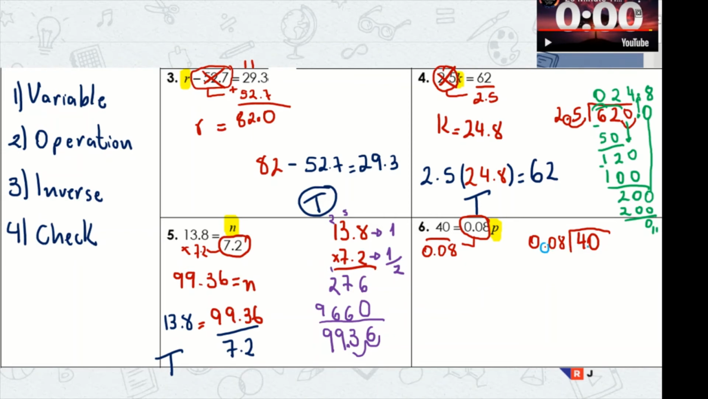What can I do over here, guys? I need to move the decimal point to the right to get a whole number. How many times will I move? 1 time, 2 times. Right now I have the number 8. And here, you need to do the same thing. I need to move 2 times. 1 time, 2 times. Right now, I have the number 4,000. I have 4,000 divided by 8.